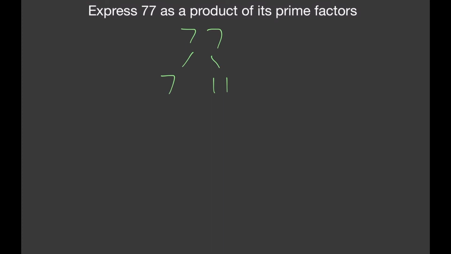So 7 is a prime number, so we will circle that and leave it there because we can't expand it down any further. And 11 is also a prime number, so we can circle that and leave it as it is. So in this case now, we will multiply these two prime factors up. So 7 multiplied by 11 will give us 77. So therefore, this is our answer when we're asked to express 77 as a product of its prime factors.